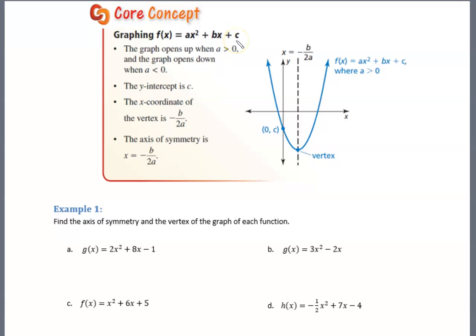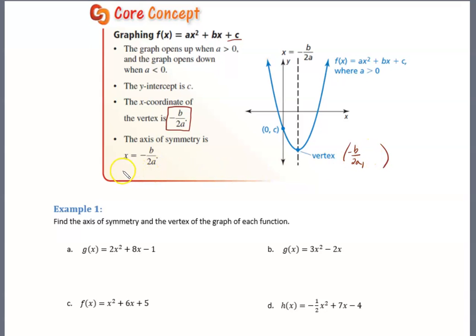As we've learned in previous lessons, when a is positive, the graph opens up, and when a is negative, the graph opens down. The y-intercept is the c right here. And when we want to find the vertex, we can use this formula to find the x-coordinate, negative b over 2a. That will get us the x-coordinate of the vertex. And then to find the y-coordinate, we will just plug the x-coordinate into the equation to find the y.